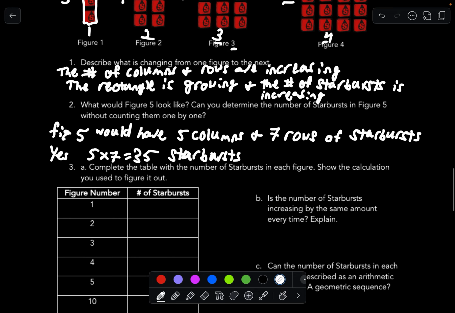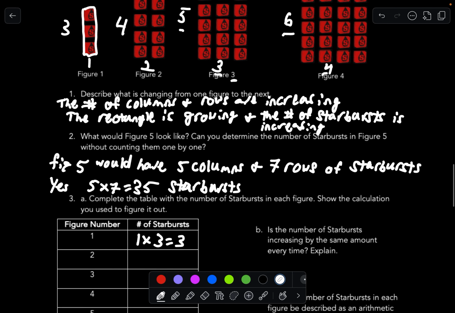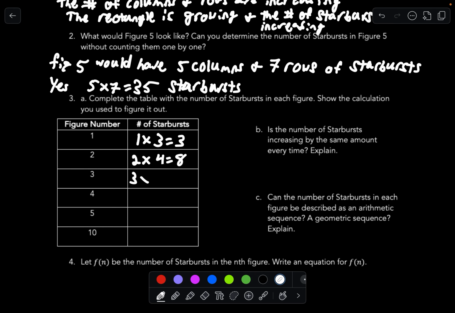Okay, figure number 1, number of starbursts. Well, it is 1 times 3, which equals 3. For figure 2, it's 2 times 4, which equals 8. For figure 3, it's 3 times 5, which equals 15. For figure 4, it's going to be 4 times 6, which is 24. For figure 5, it'll be 5 times 7, which is 35.